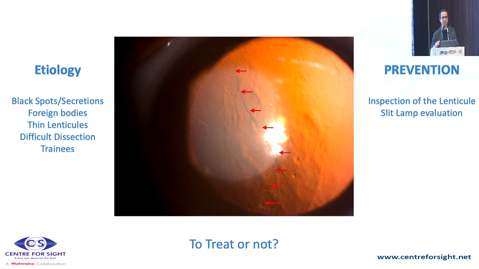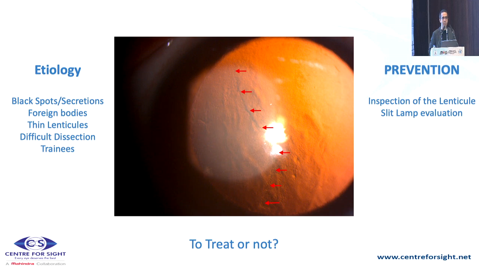So if you see what is the etiology, when can we have such a remnant lenticule? The most common is having a black spot or a secretion of meibum on the cornea while the laser is firing. There can be a foreign body like an eyelash that comes between the cornea and the dock.